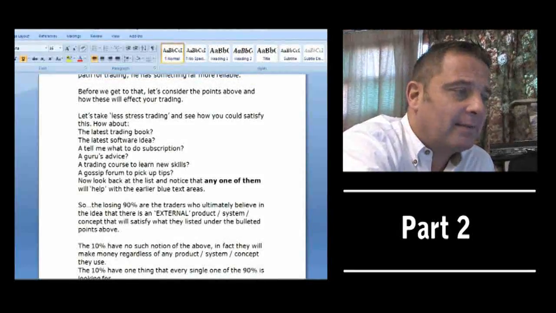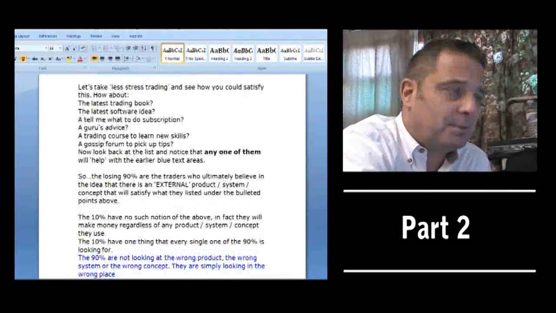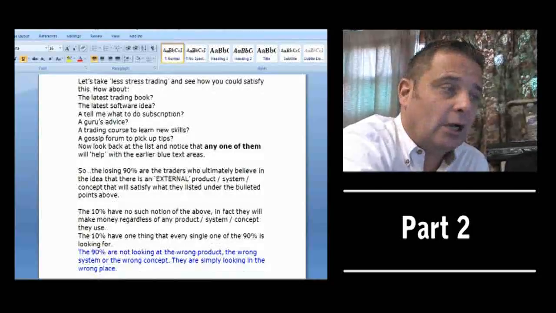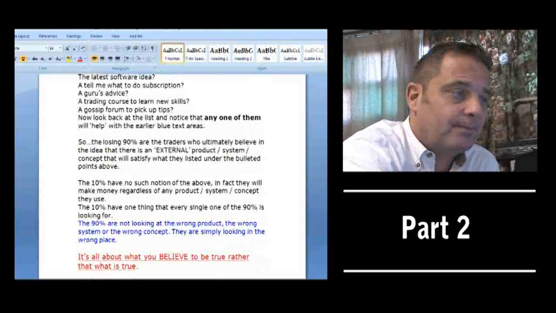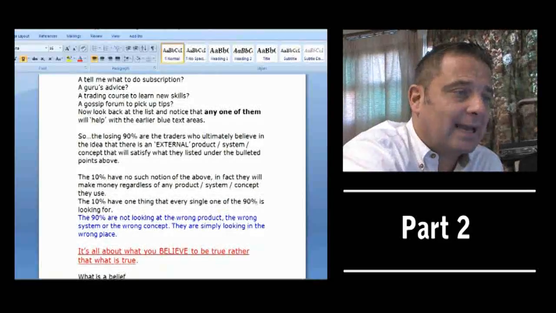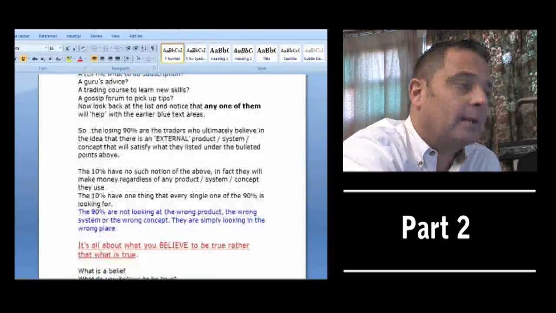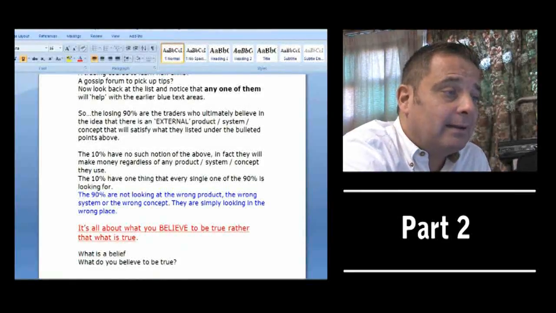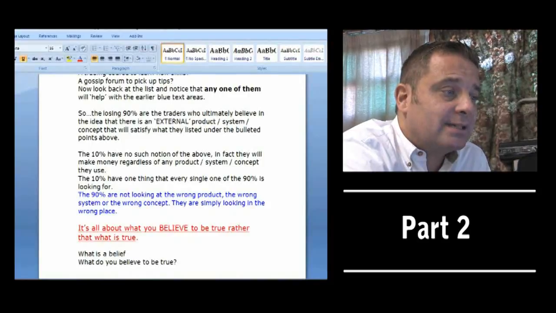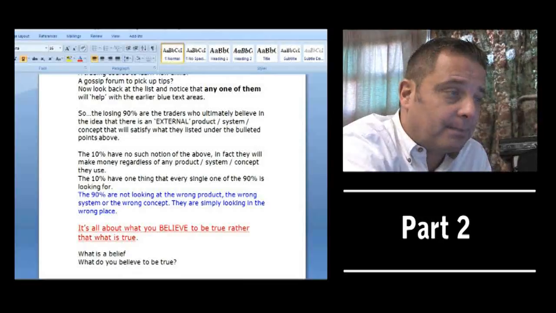How about the latest trading book, the latest software, a tell me what to do subscription, a guru's advice, a trading course to learn new skills, a gossip forum to pick up tips. Now look back at the list and notice that any one of them will help with the earlier blue text areas. So, the losing 90% are the traders who ultimately believe in the idea that there is an external product, system or concept that will satisfy what they listed under the bullet points that we listed above.